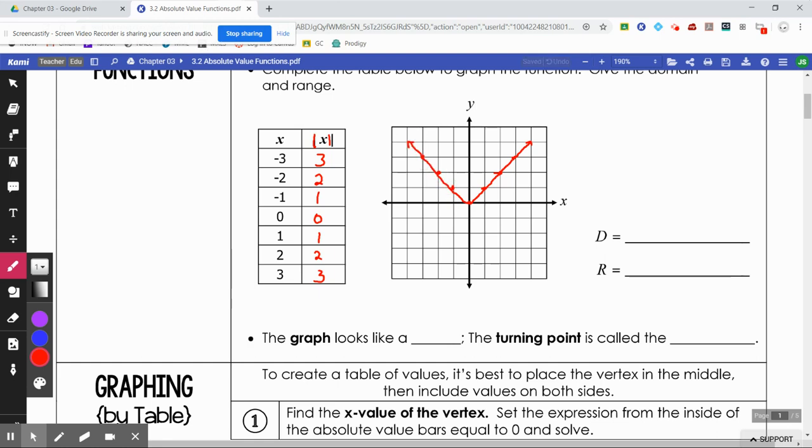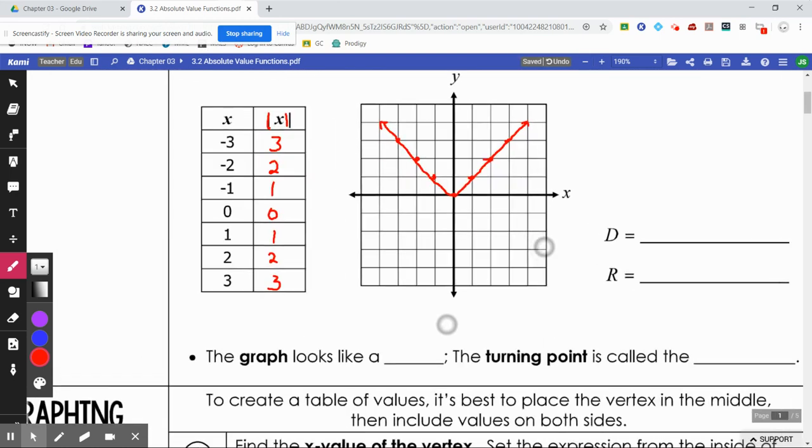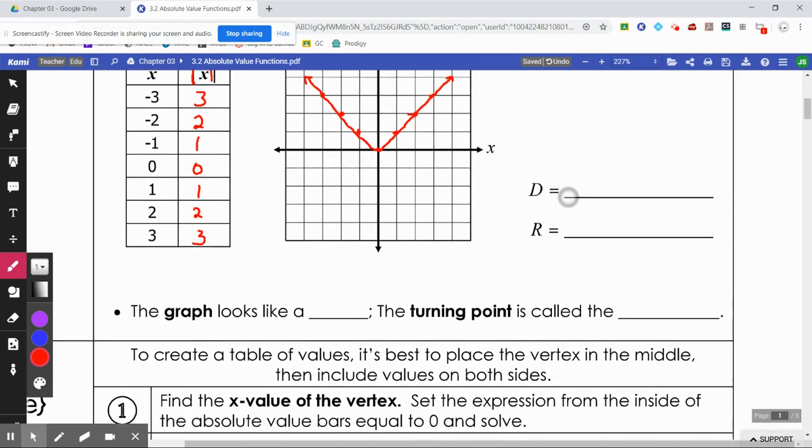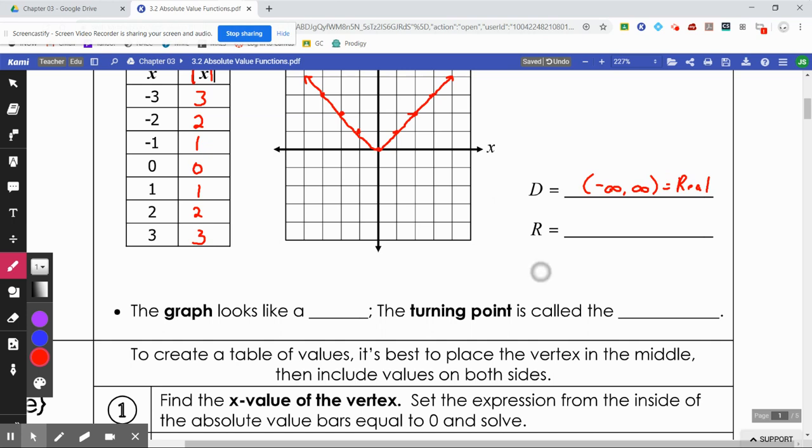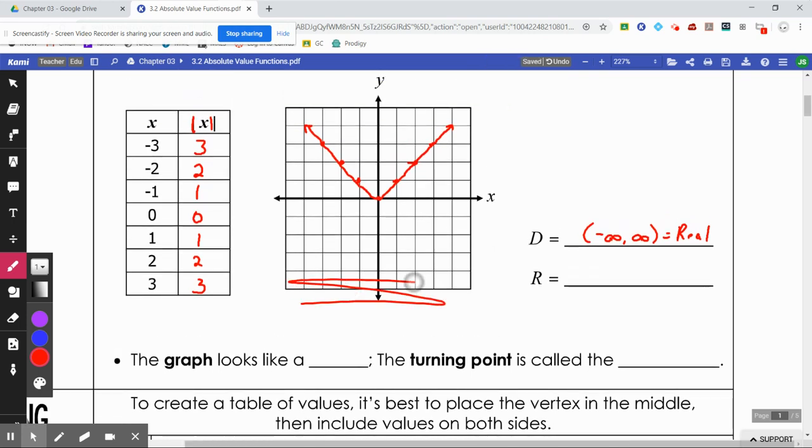Now, as far as domain and range goes, for the domain, you can find the absolute value of anything. So your domain is going to be all real numbers from -infinity to +infinity. You can just put real numbers in if you would like to. Your range, however, notice there's no graph down here. Your graph starts here, and it goes up forever. So your range is going to be all values from 0 to infinity, or you can just say y is greater than or equal to 0. Either way, that's going to be your range.